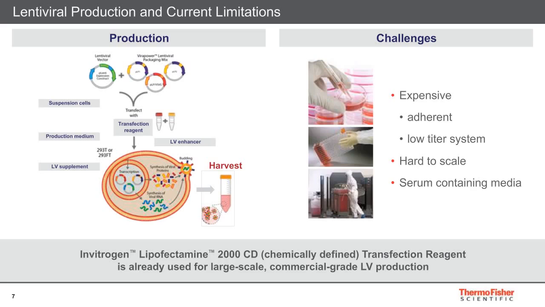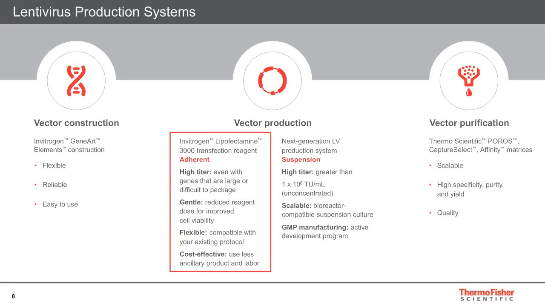Now, here I'm talking about the new product that we launched, which is called LVMAX. We're not really new in this business. Some of our products are already being used on the market, such as Lipofectamine 2000 CD, for example, which is used as a transfection reagent to make lentiviruses. So some companies are already using it, and they are using this product to make large-scale commercial-grade lentiviral productions that are actually used in the clinics.